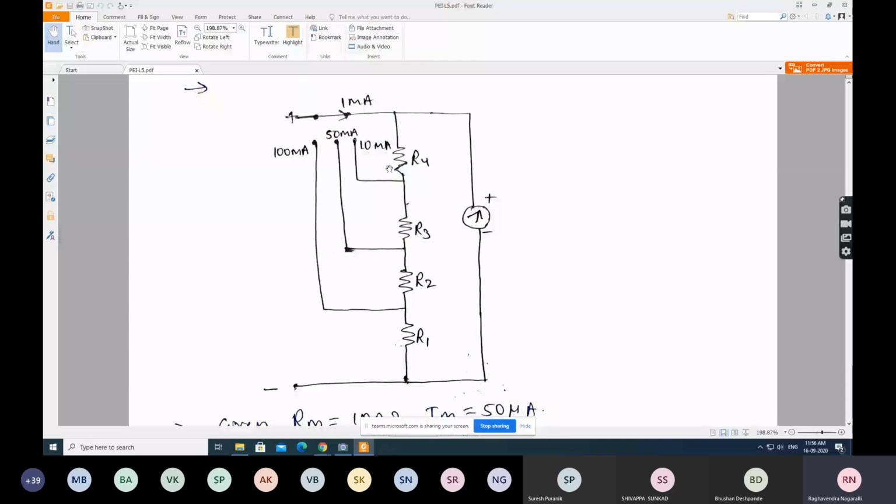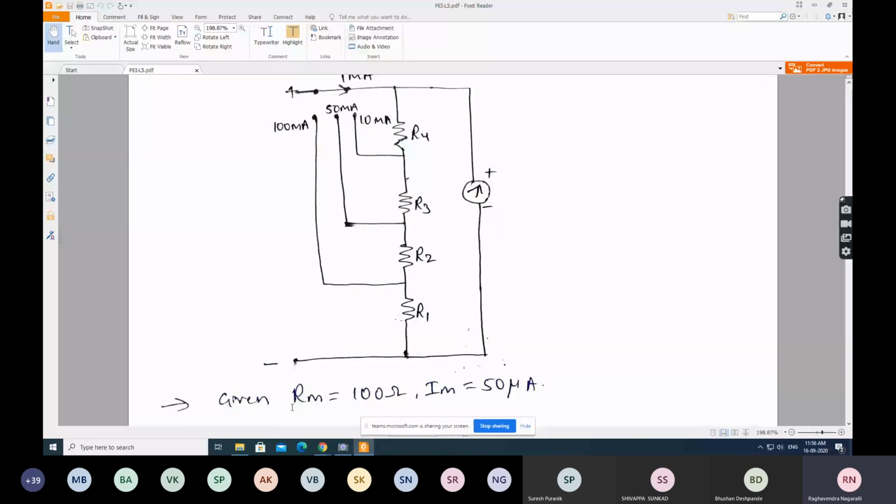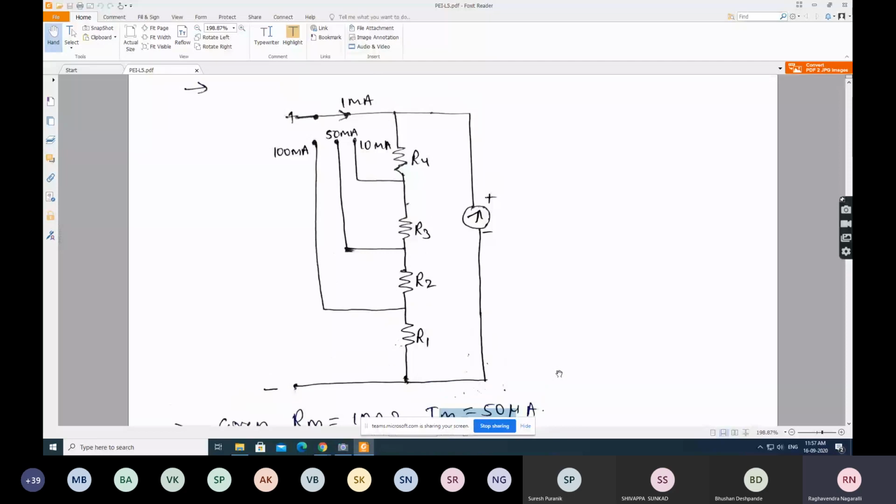Okay. So given value, the internal resistance Rm is equal to 100 ohm, and the full scale deflection current of the basic meter is 50 microamps. So this basic meter can withstand only 50 microamps, but we need to design this multi-range ammeter for these higher ranges of current.